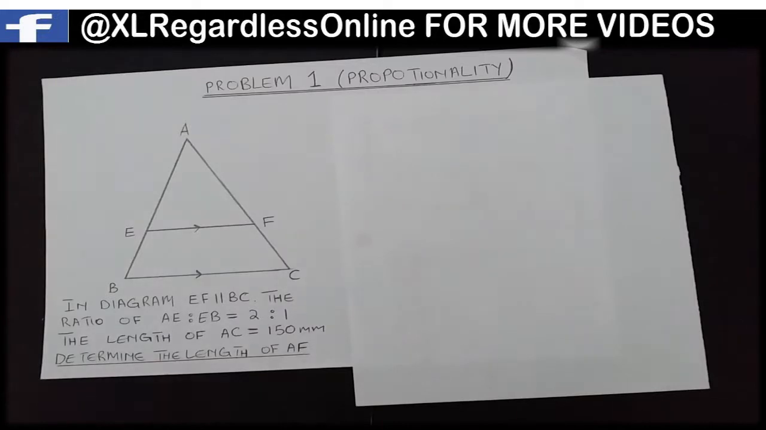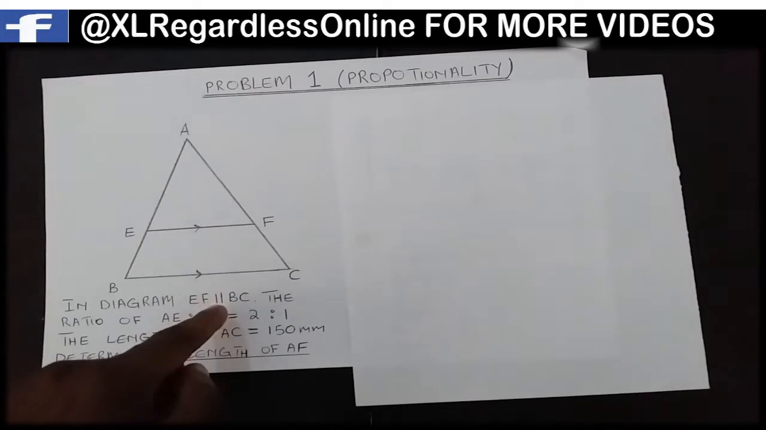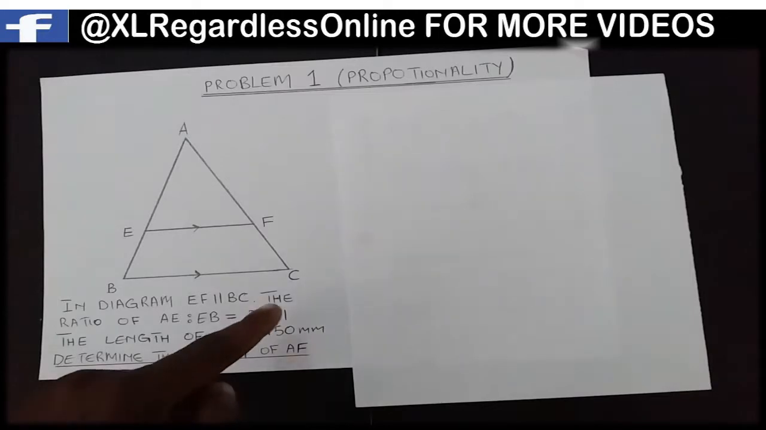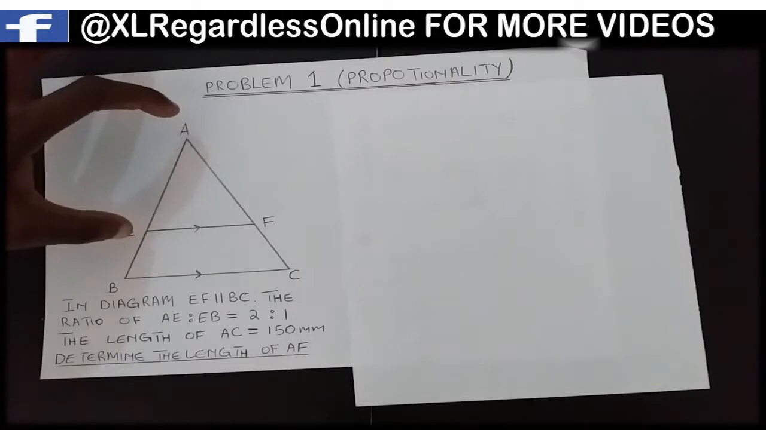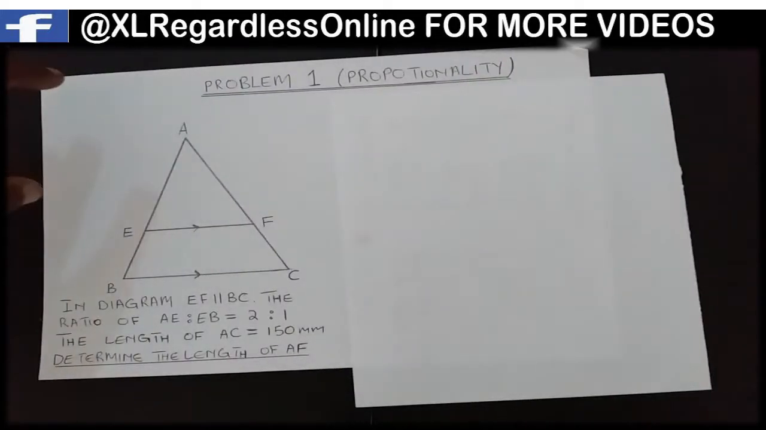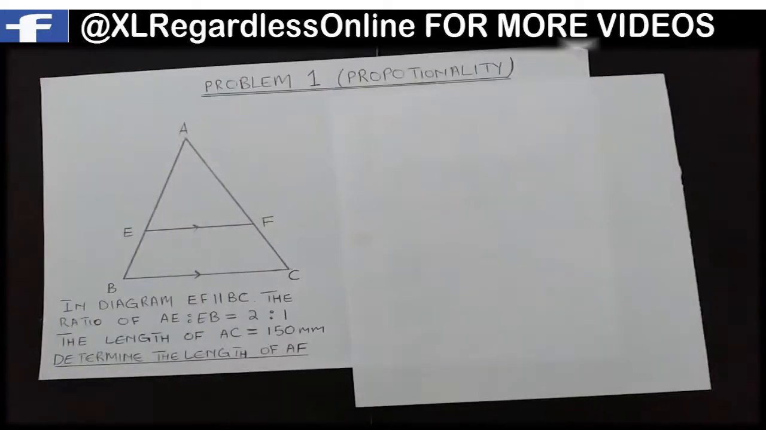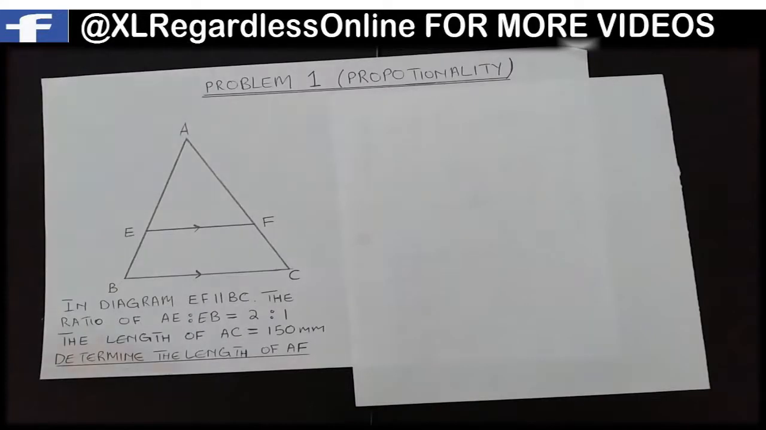We are given that in the diagram we have EF being parallel to BC. This is parallel to this. And we are told that the ratio of AE to EB is 2 is to 1. That means that this portion is 2 times this portion. That's just the ratio. It does not mean that this is 2 meters or 2. It just tells you that the proportion, when we compare the length, is just the ratio. There will be 2 is to 1.